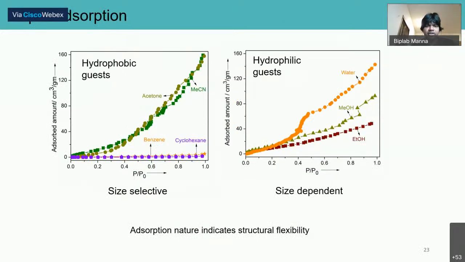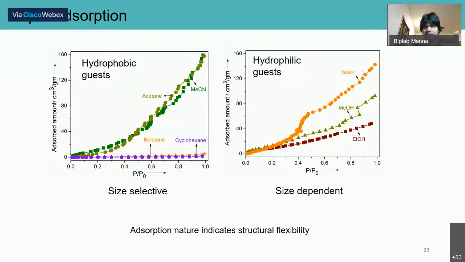And coming to the vapor adsorption, for example for larger hydrophobic guests, benzene and cyclohexane, the MOF is not porous at all, but in the case of acetone and acetonitrile, the framework goes from a squeezed state and slowly opens the pore. This kind of pattern is not for a microporous nature. The pore slowly opens, and this is very common in subporous MOFs also. And for hydrophilic guests, the structure also opens slowly, and for water, depending on the size, the uptake can be correlated.